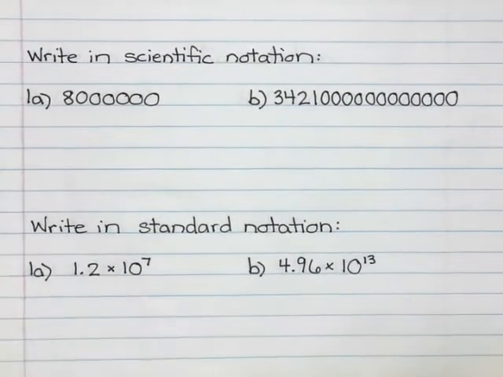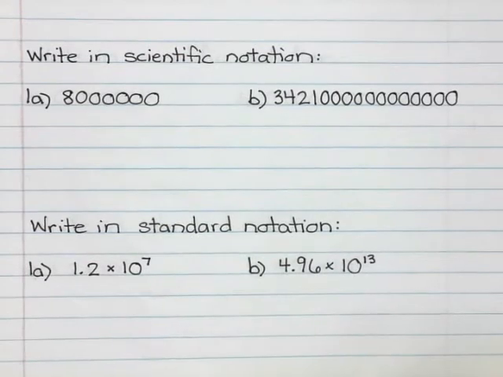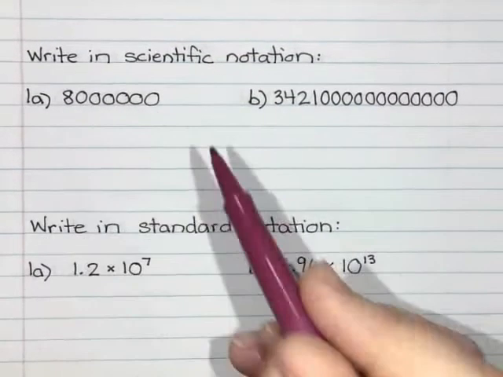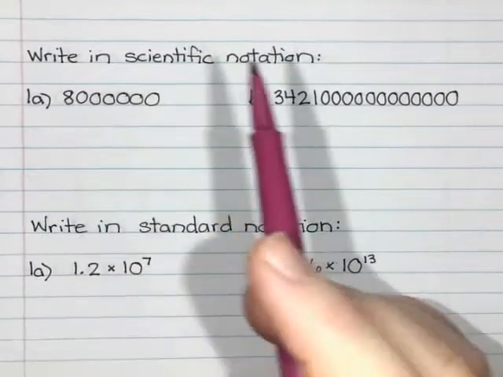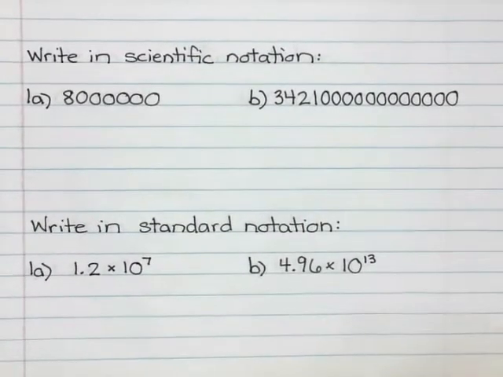Scientific notation is a shorter way of writing your numbers. And what we're essentially doing is we're going to try to write this as a smaller number times a power of 10. So what we do is we look at our number, and we could break it up into 8 times a million, and then try to figure out what a million is as a power of 10.